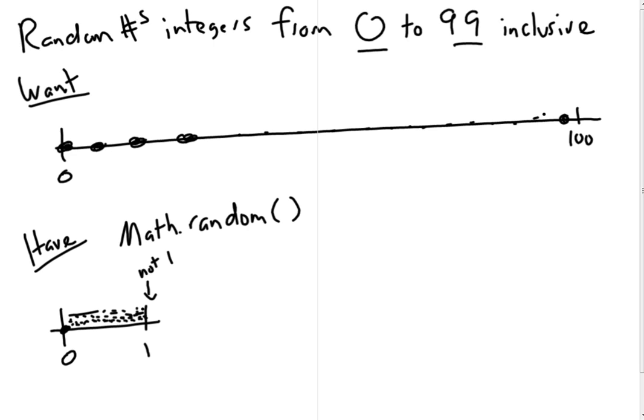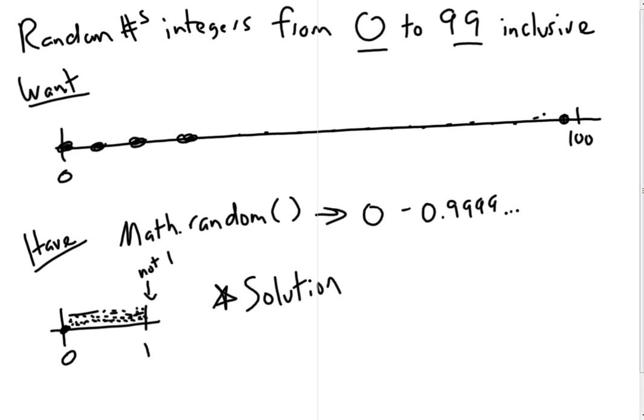Math.random will give us a random number, basically anything with a 0 dot whatever after it. It could be 0.0. So anything between 0 and 0.999999, I don't know, there's something like 15 or 16 nines after that. It just depends how much memory is allocated for that.